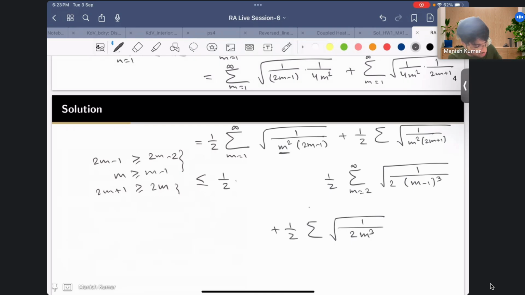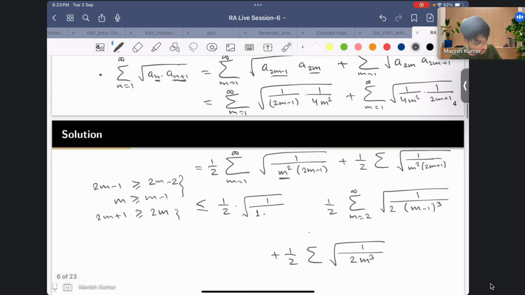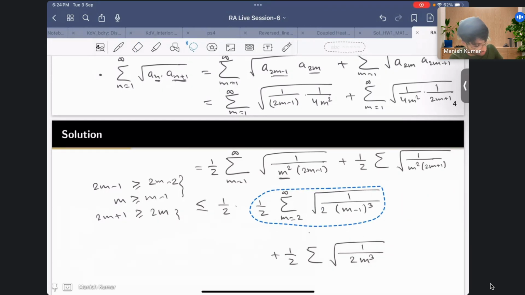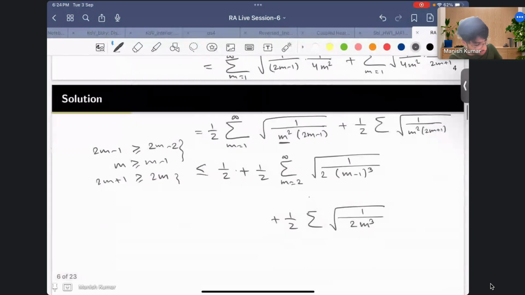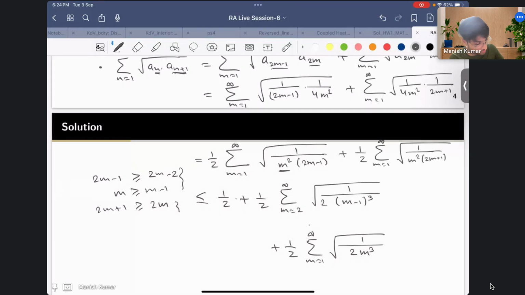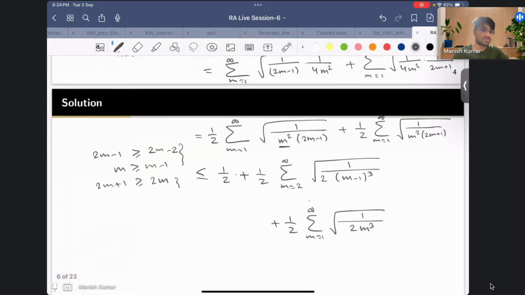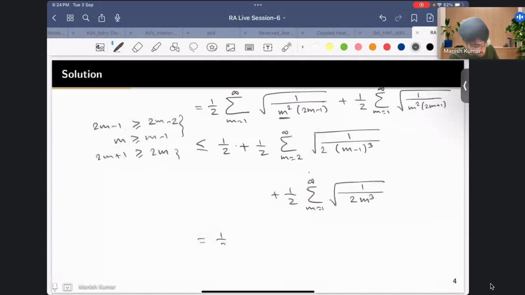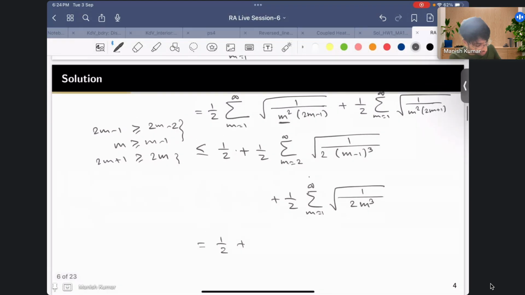So I have 1 by 2, I'll put m equal to 1. So here I'll have root over 1 by 1, and this is also 1, right? Correct. So if I put m equal to 1, I'll get 1. So it is basically 1 by 2 times 1. This is for the first term, and then this is from m equals 2, and over here you have m equals 1 to infinity. Because one term does not matter much, I have just separated it out. So now you can easily check. This is 1 by 2, and over here I have 1 by 2 root 2.